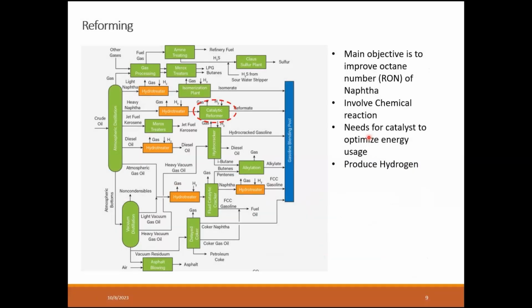Okay, reforming. So I think our friend is asking where this hydrogen is coming from, right? Okay, so this is the catalytic reformer. The main objective is to improve the octane number, RON. I think most of us are very interested in RON, right? What is RON?